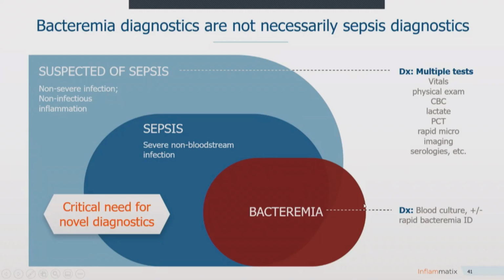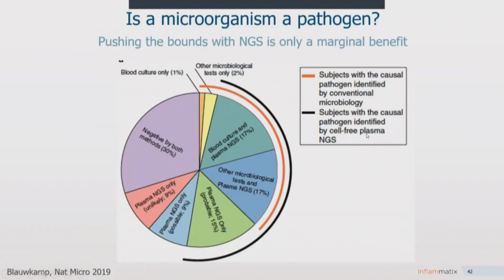The issue with blood culture and some of its sensitivities are well known. There are some people in the space working on next-gen sequencing solutions. But the interesting thing that we found in general is that pushing the bounds with NGS is only a marginal benefit.